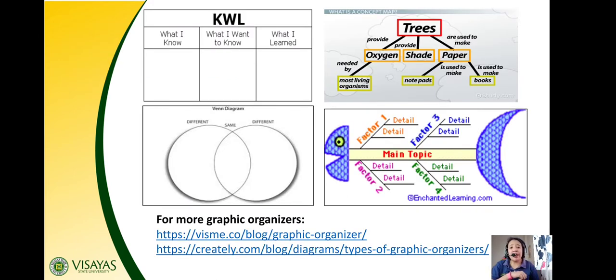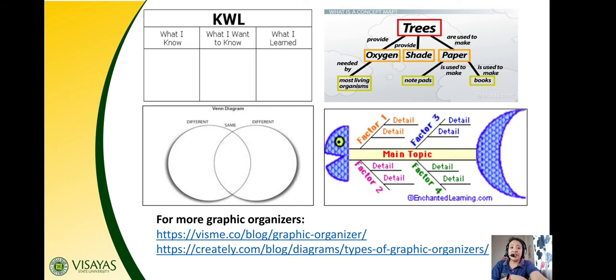Number 2 naman, we have the concept map. Concept map illustrate the relationship. The relationship of the representation or the relationship of the concepts and ideas that has been presented. So, we have here trees, it provide oxygen, provide shade, are used in paper making. So, hindi rin siya tungkol sa cause and effect. More on relationship of concepts siya. So, that's why the answer is not concept map.